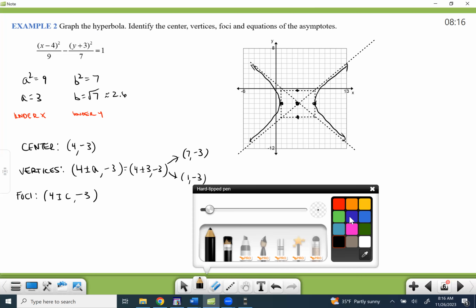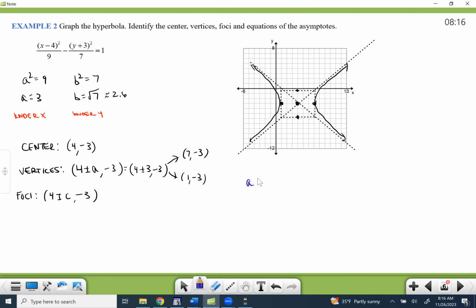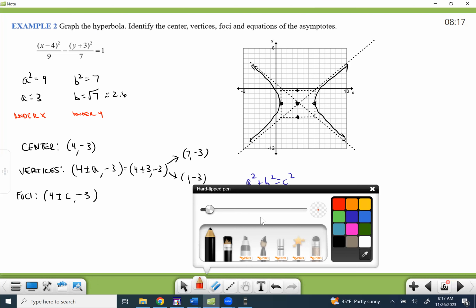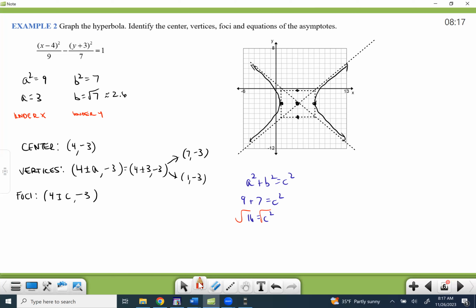All right, so we still have to go in and get our c. So a squared plus b squared equals c squared. And we already found a squared and b squared. Ooh, I like this number, 16. I'll take it, because then when we square root, we'll get a nice perfect number. c equals 4.